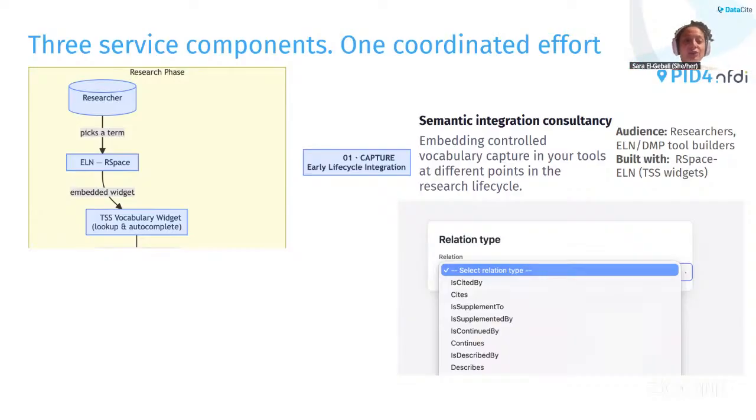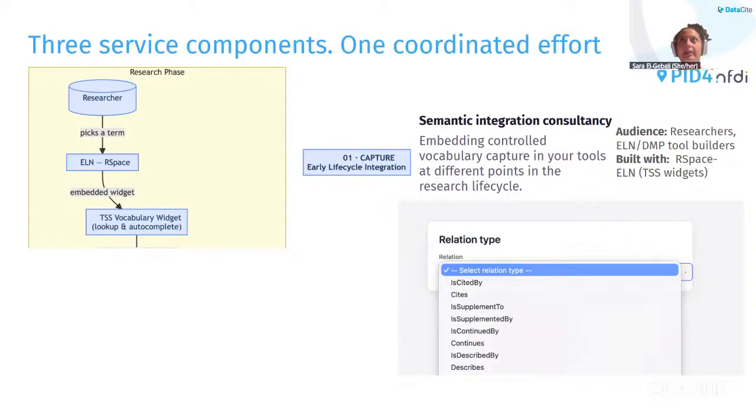So it starts with the researcher, for instance, someone who's working in a lab with electronic lab notebooks. What we do here is we help you embed small vocabulary lookup widgets, and those widgets are developed by the terminology services, another base service that we're working with from PID4NFDI. They've developed the widgets, and we help you integrate them directly in the fields where the researcher would fill in that information.